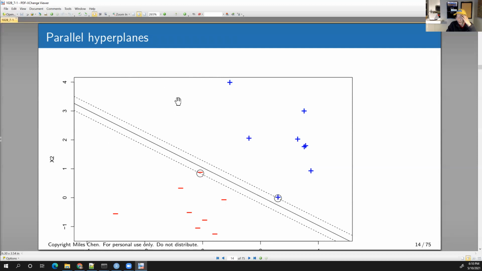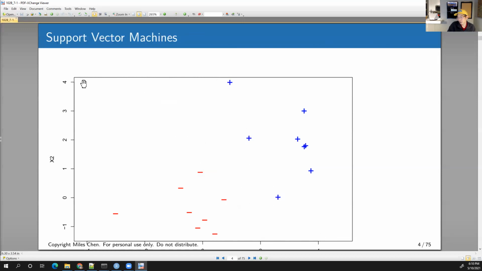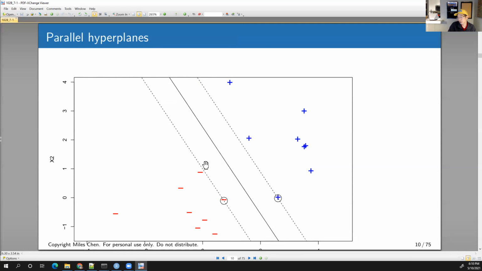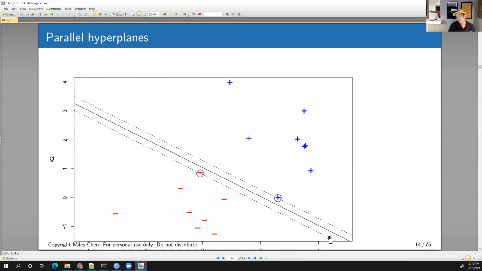This is an unknown region, so we don't really know if this corner should be red or blue. If there's a red or blue dot here, that's definitely going to affect things. But based on what we've seen here, we're just going to say, okay, the one with the widest margin is the one we're going to pick. And again, a lot depends on what data you have.